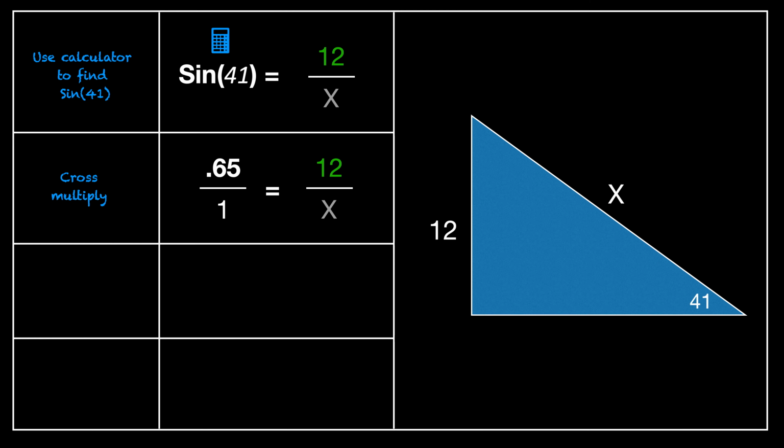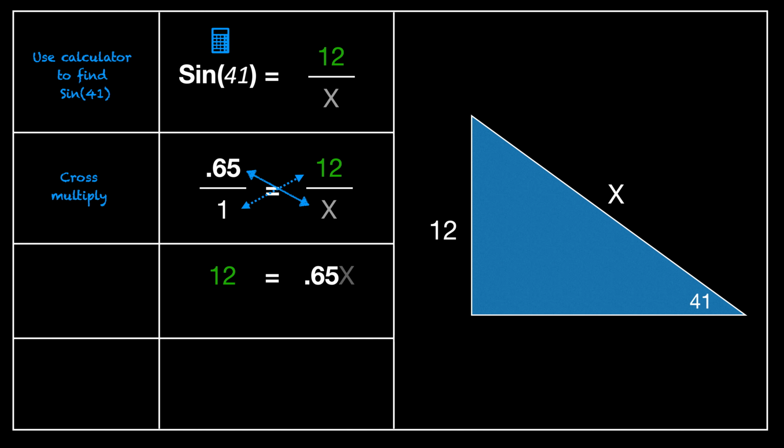So now we're just going to cross multiply. So we got 1 times 12 is 12, and then that equals 0.65 times x, which is 0.65x. The next step, now just a normal algebra problem, you're just solving for x.